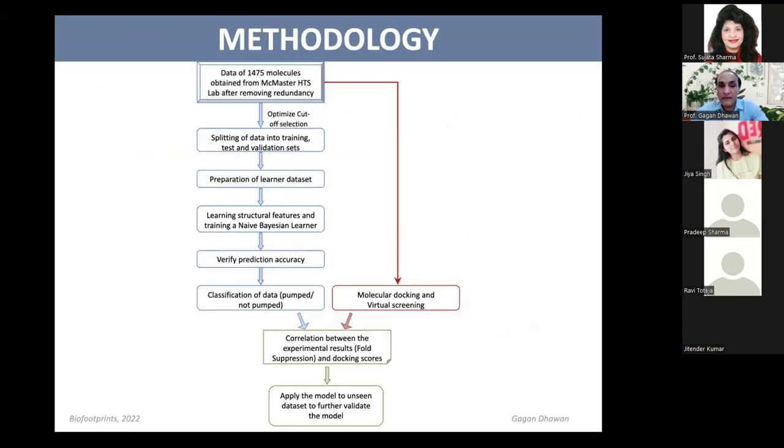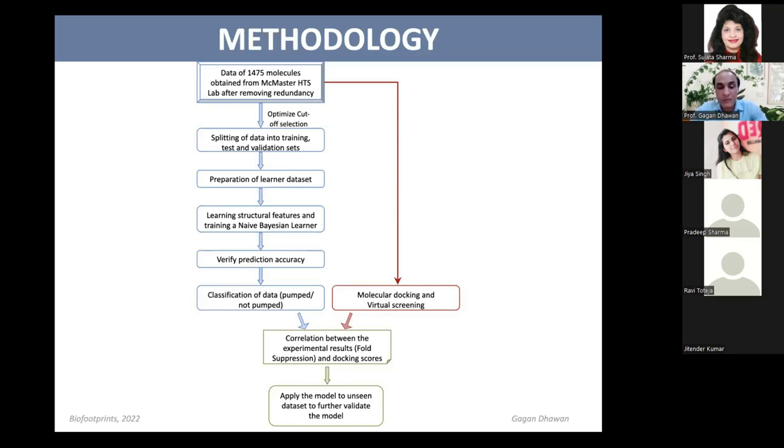So what we did, we got around 1500 molecules from the McMaster STS lab. This is the lab of one of my collaborators in UK, Ian Wildian. He has given me this list of molecules, which was already experimentally tested. They have tested these molecules on E. coli with two different strains. One is MC1061 and one is plus AcrB. One is a hyperpermeable strain, which is 1061, and in the other, plus AcrB, the efflux pump is overexpressed.